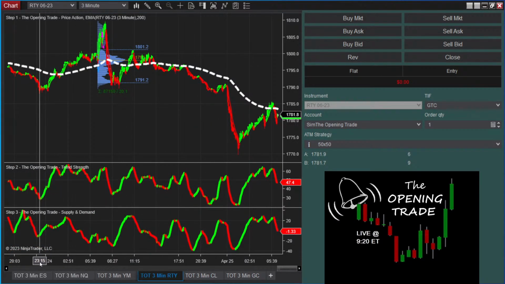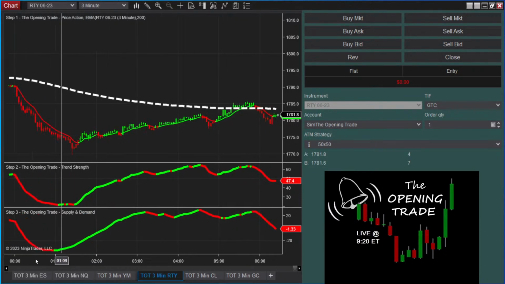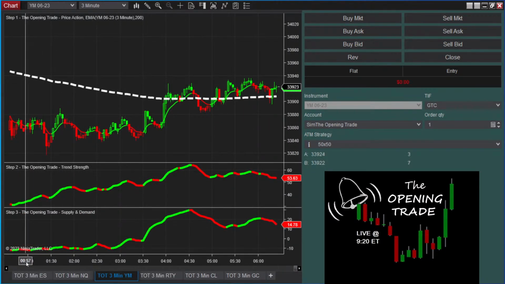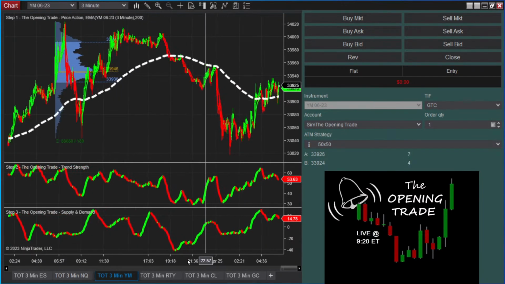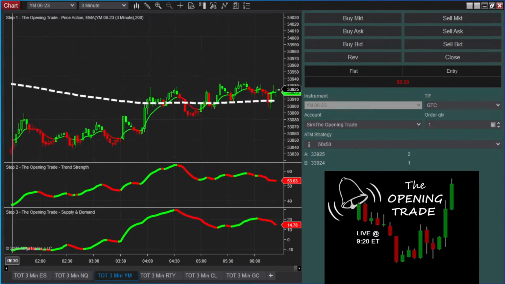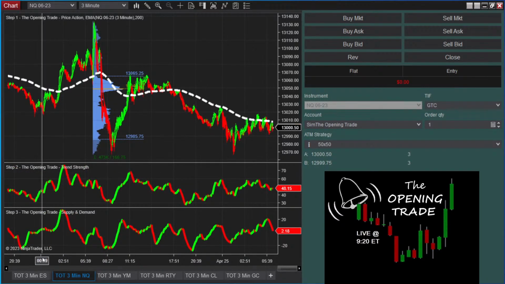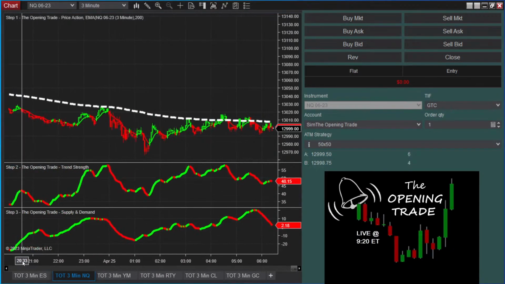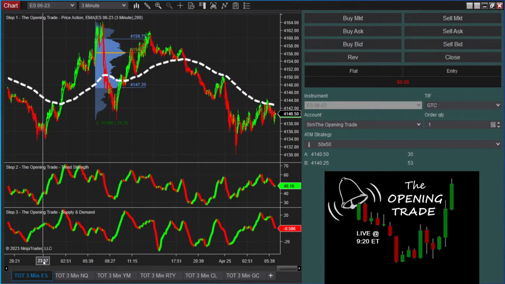Russell, here we go. Yesterday through to today. Dow Jones futures, yesterday through today. This is NASDAQ. S&P 500 yesterday all the way through to today.